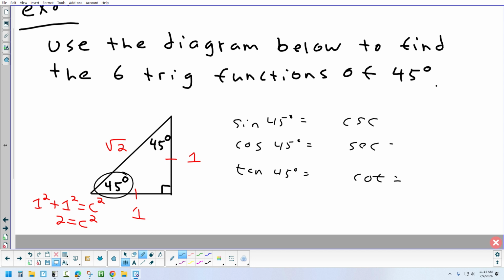So pick one of the 45s, and now we can go through all the functions. Let's start with the sine. What is going to be the sine of 45? Yep, 1 over square root of 2. That's opposite over hypotenuse, but we have to fix it so there's no root in the bottom. What do we get when we fix 1 over the square root of 2? Square root of 2 over 2. Perfect.